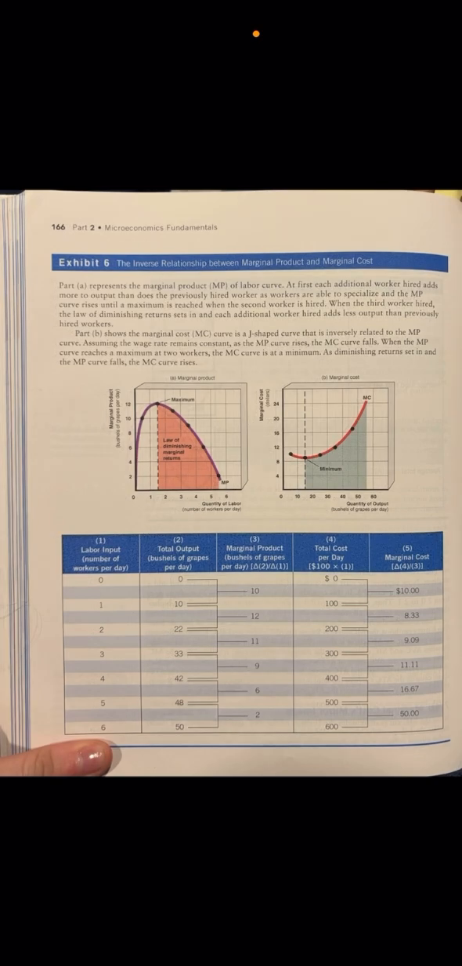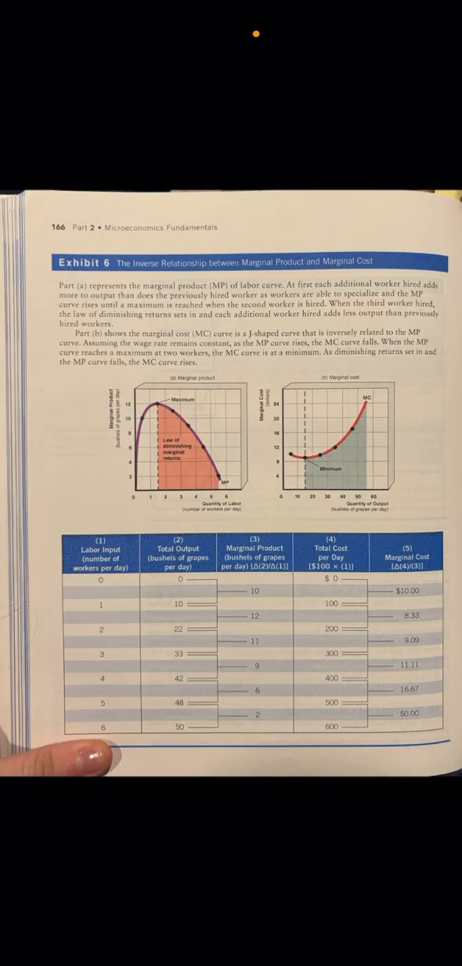Exhibit 6. The inverse relationship between marginal product and marginal cost. Part A represents the marginal product (MP) of labor curve. At first, each additional worker hired adds more to output than the previous hired worker, as workers are able to specialize, and the MP curve rises until a maximum is reached.